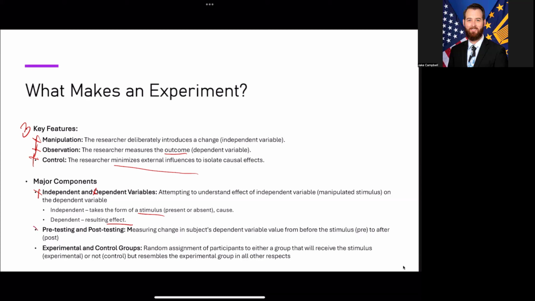We often then have pre-tests and post-tests, meaning that we are measuring change both before the stimulus, what we would call a pre-test, and after, what we would call a post-test. And then we also typically have both experimental and control groups. The group of participants or the Petri dish or whatever it is that receives the stimulus is what we would call the experimental group. They're the one being experimented on. The control group is very similar in all other aspects to the experimental group, but they are not receiving the manipulation. They are not receiving any type of stimulus.